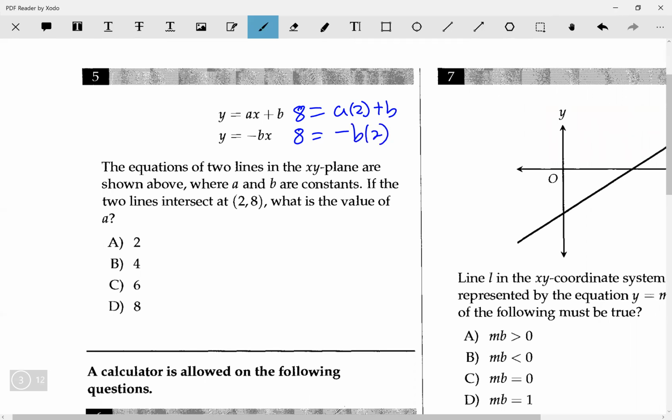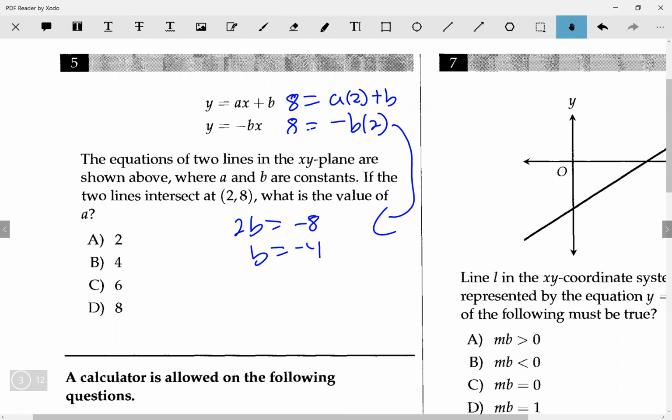First I'm going to solve for b because in this second equation, it's the sole variable, so it's easy for me to solve. So negative b times 2, that would be: 2b is equal to negative 8, so b is equal to negative 4. If b is equal to negative 4, we plug this into the other one. So 8 is equal to 2a minus 4. 2a equals 12. Divided by 2, a is equal to 6, which means the answer is C.